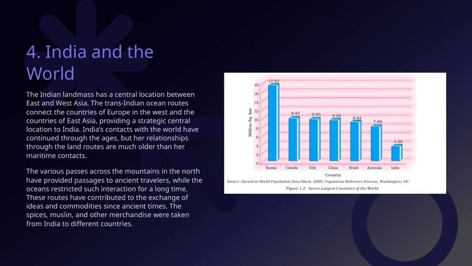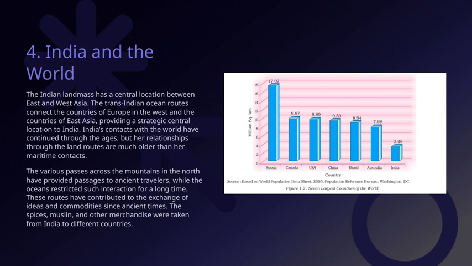While India has maintained contacts with the world through maritime routes for many centuries, her land routes are actually much older. The mountain passes in the north have served as gateways for ancient travelers, allowing movement across the rugged terrain. In contrast, the oceans initially limited interaction, but over time, sea routes became crucial for connecting India with the rest of the world. These routes facilitated the exchange of ideas, cultures, and commodities since ancient times.